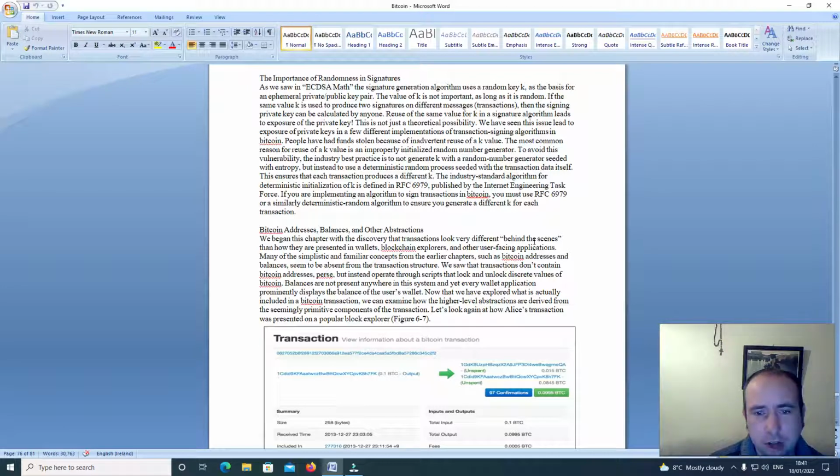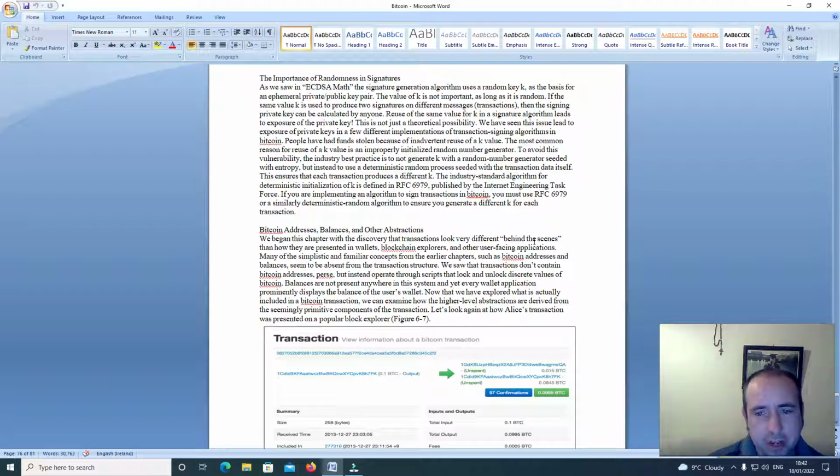The most common reason for the reuse of a K value is an improperly initialized random number generator. To avoid this vulnerability, the industry best practice is to not generate K with a random number generator seeded with entropy, but instead to use a deterministic random process seeded with the transaction data itself. This ensures that each transaction produces a different K.